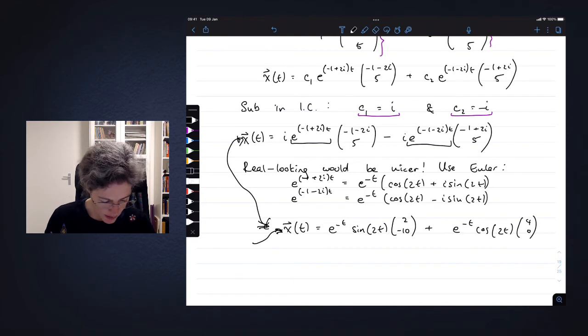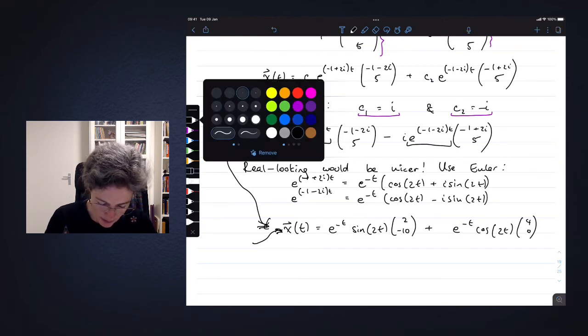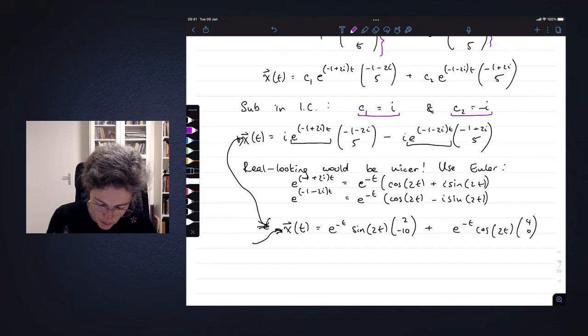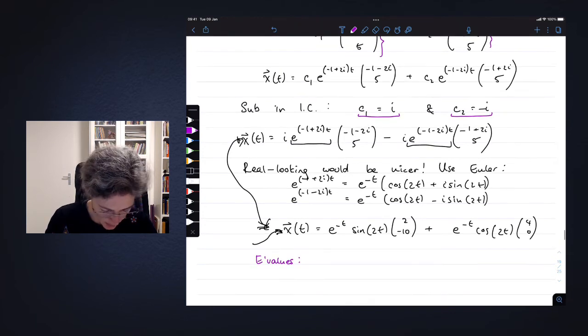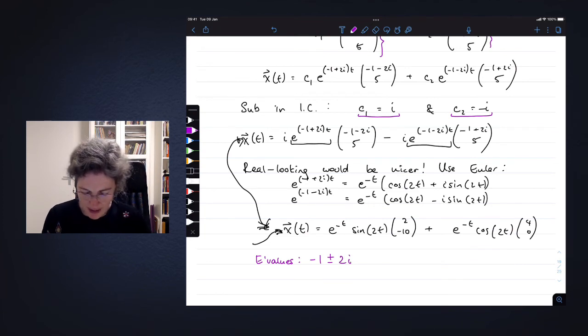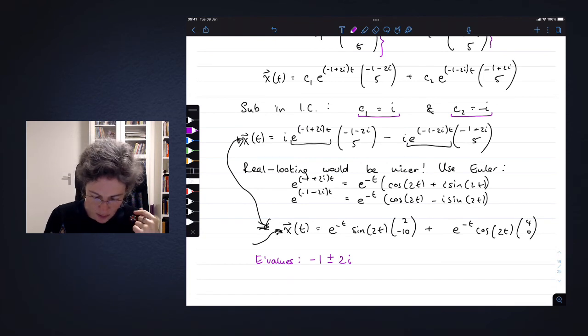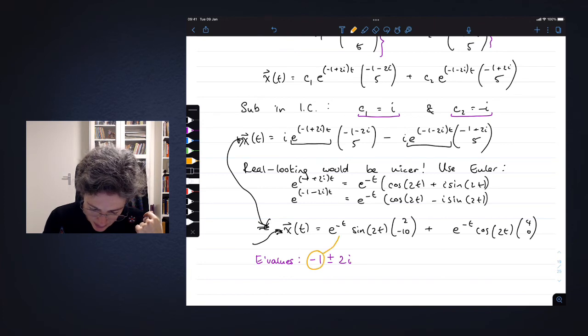And in fact, we can see where our eigenvalues and eigenvectors have become quite important. Remember, our eigenvalues were minus 1 plus or minus 2i, and they are really important within this solution because you'll notice that the minus 1 is present as our decay rate.